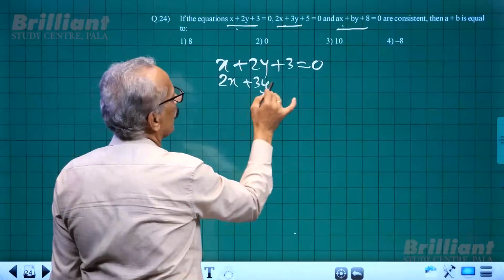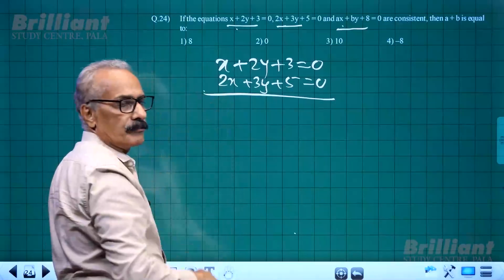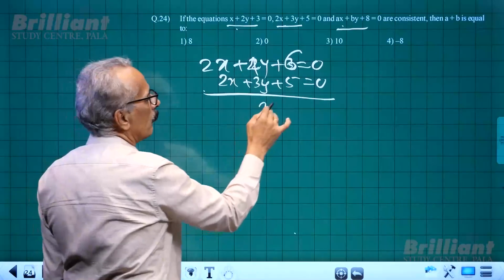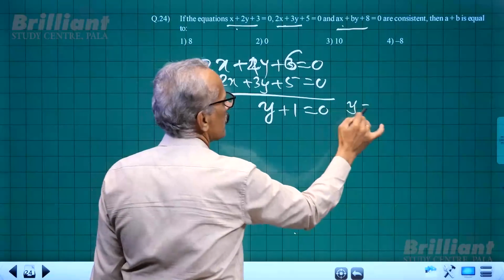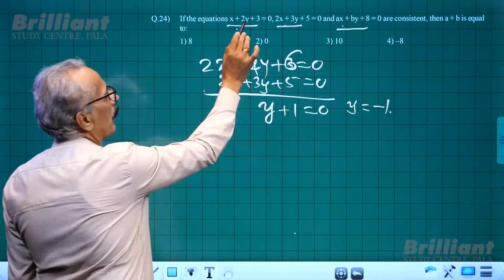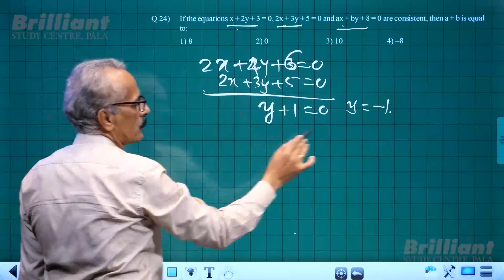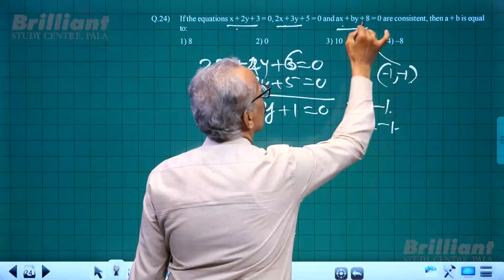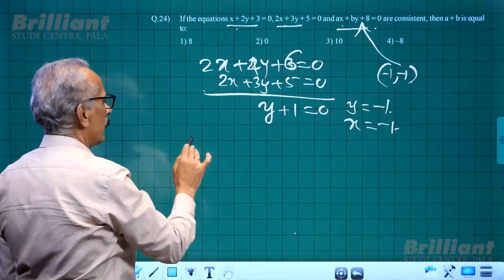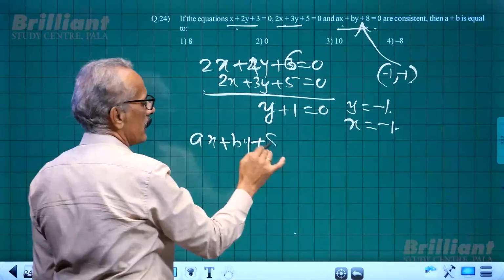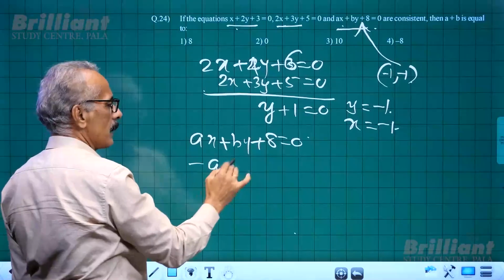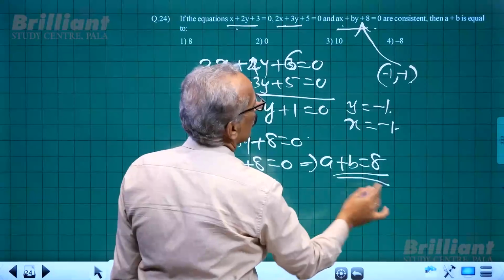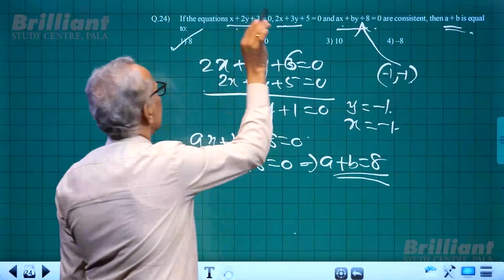2x plus 3y plus 5 equal to 0. Solve for it. How will we do it? Multiply the first by 2, this will become 4, this will become 6. We subtract: y plus 1 equal to 0, y is equal to minus 1. When y is equal to minus 1, what is your x then? Minus 1. So x is also minus 1. So you got the solution minus 1 comma minus 1. Now substitute in the third one. It is to be satisfied. That is ax plus by plus 8 is equal to 0. With x and y equal to minus 1, minus a minus b plus 8 is equal to 0. This means a plus b is equal to 8. Your answer. Then what is a plus b? It is 8. Your answer.